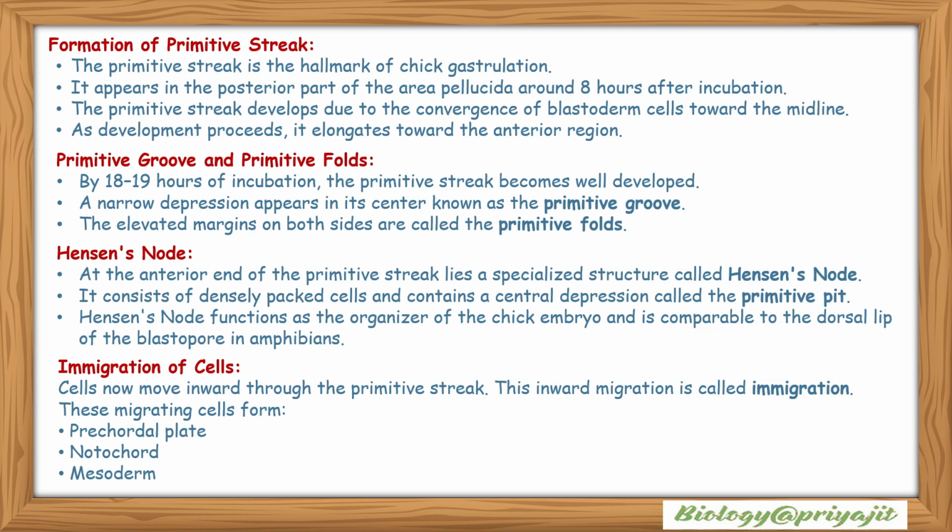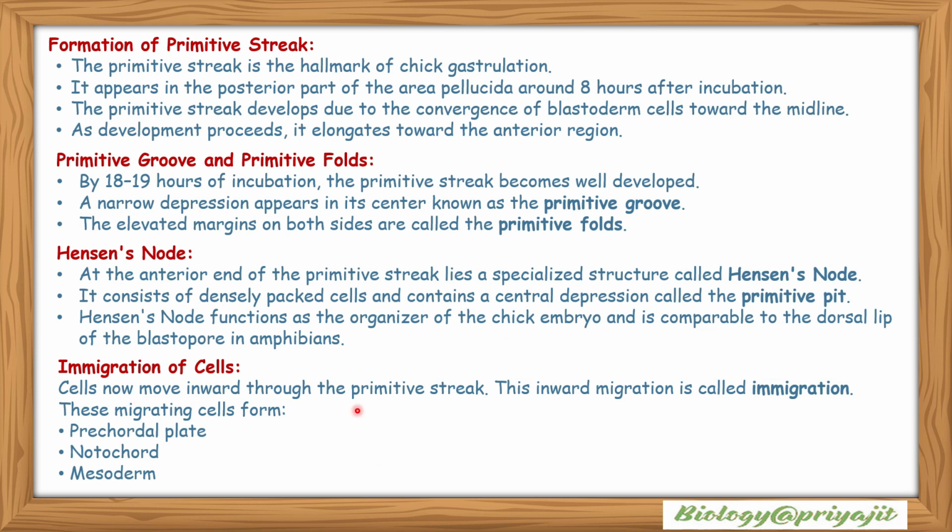Hensen's node. At the anterior end of the primitive streak lies a specialized structure called Hensen's node. It consists of densely packed cells and contains a central depression called the primitive pit. Hensen's node functions as the organizer of the chick embryo and is comparable to the dorsal lip of the blastopore in amphibians.